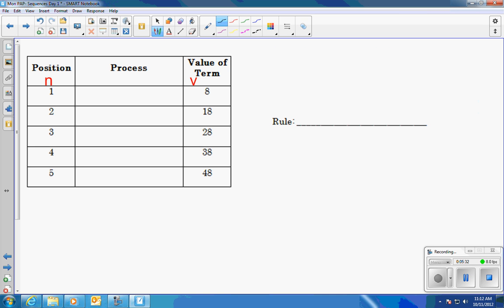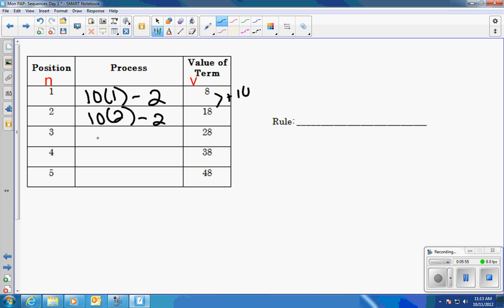In this next one, each of these terms are increasing by 10. So if I multiply 10 by the position, it should give me my answer. 10 times 1 is 10, but it says that the value is actually 8. So how do you get from 10 to 8? You subtract 2. 10 times 2 is 20, but it says my value is 18.